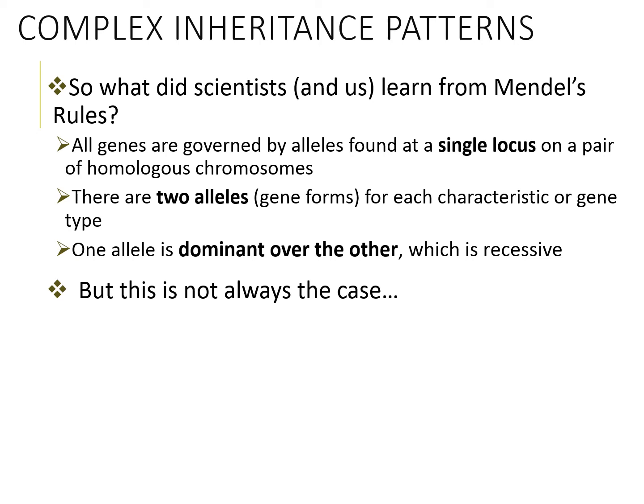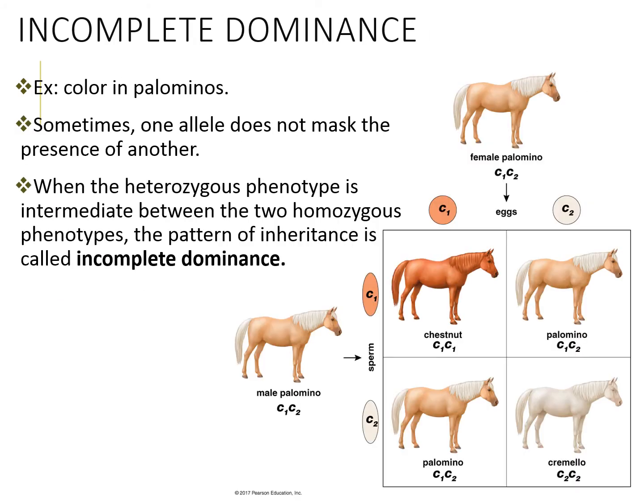But this is not always the case, and in fact, it is mostly not the case, which is again why it is wondered whether or not Mendel just got very lucky in his choice of studying peas and in his choice of studying these very simple traits. But the thing is most traits are much more complicated. So here are a few examples.